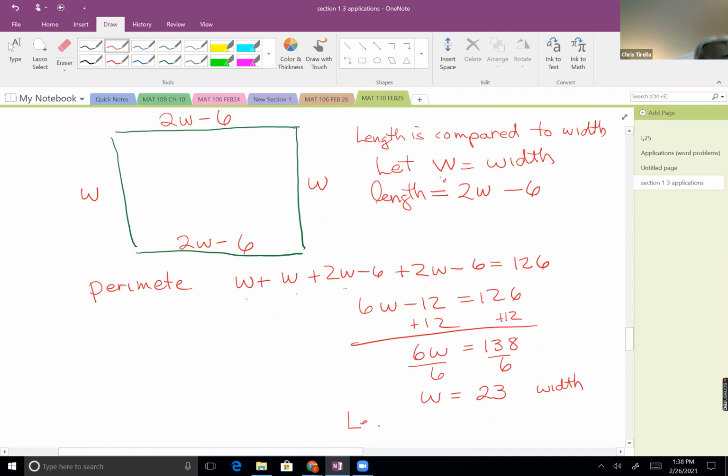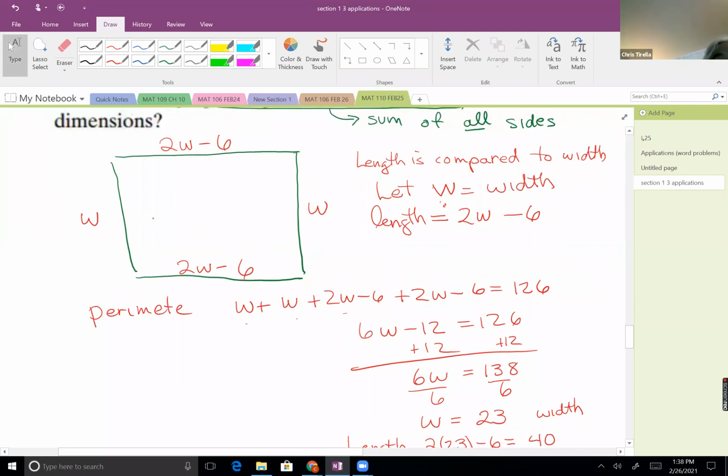My length is twice that minus 6, which would give me 40. And so now if I go back to my rectangle, if this is 23, this is 23, this is 40, this is 40. When I add up my sides, I get 126 and it checks.